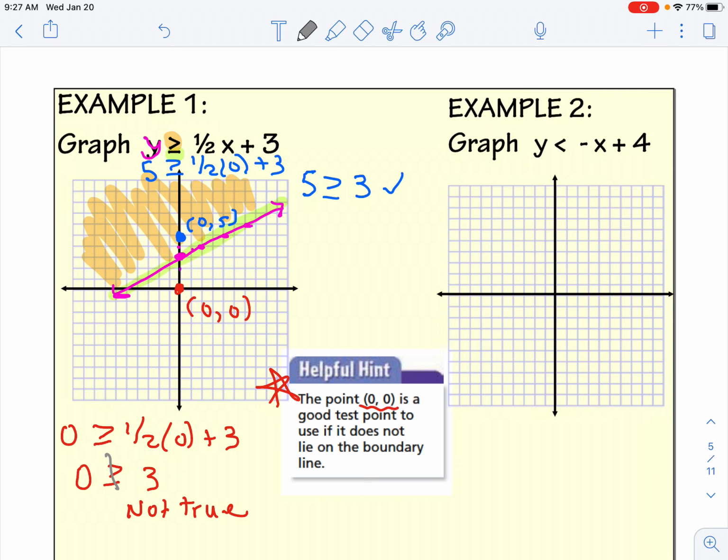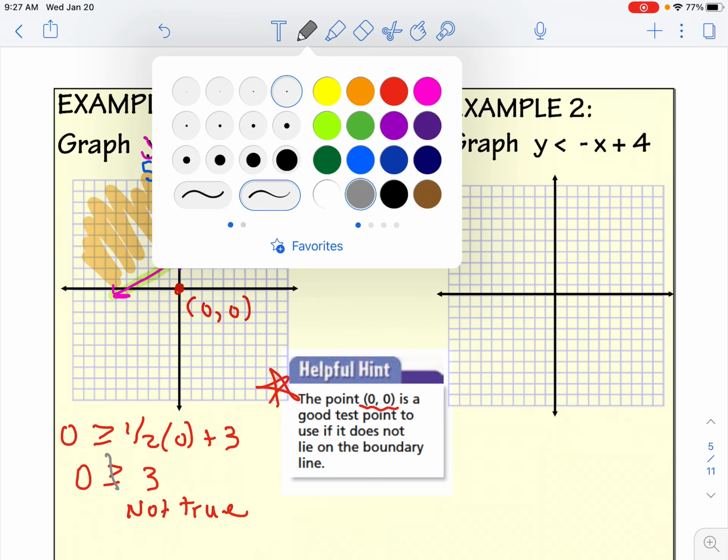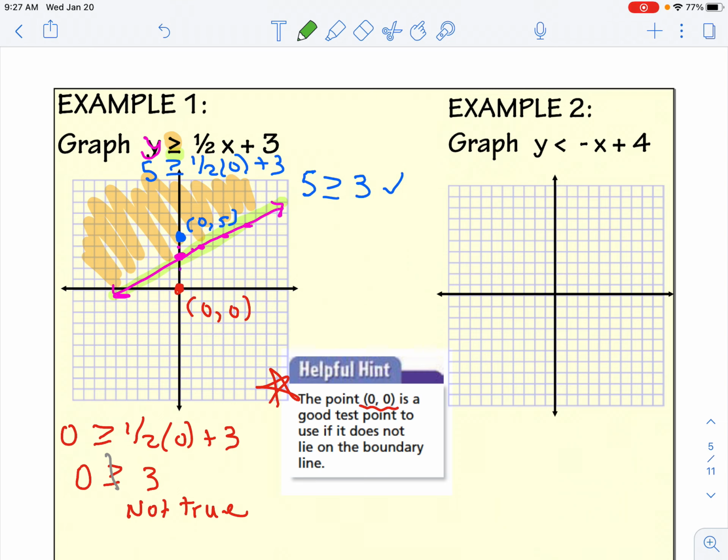All right, example 2. I want you to try this one on your own and pause the video and go ahead and graph your boundary line. Make sure you pay attention to whether it's a solid or dashed, and then shade. And then restart the video to see if you did it correctly.